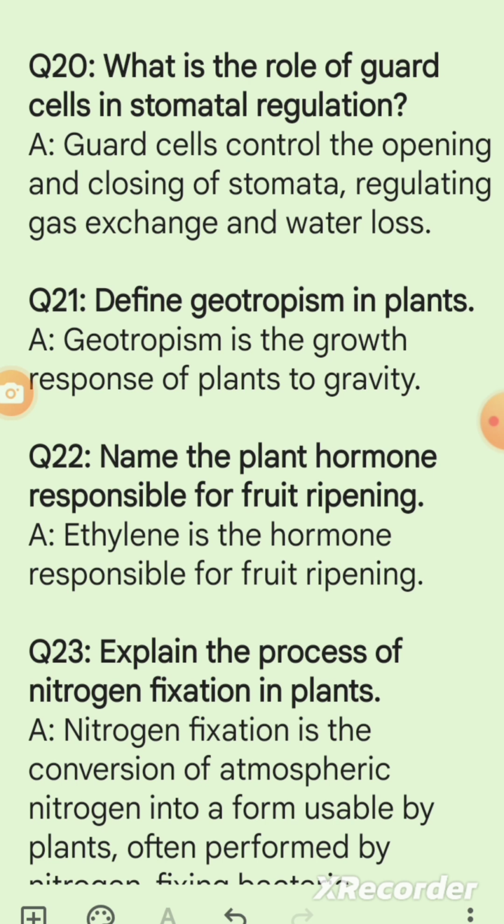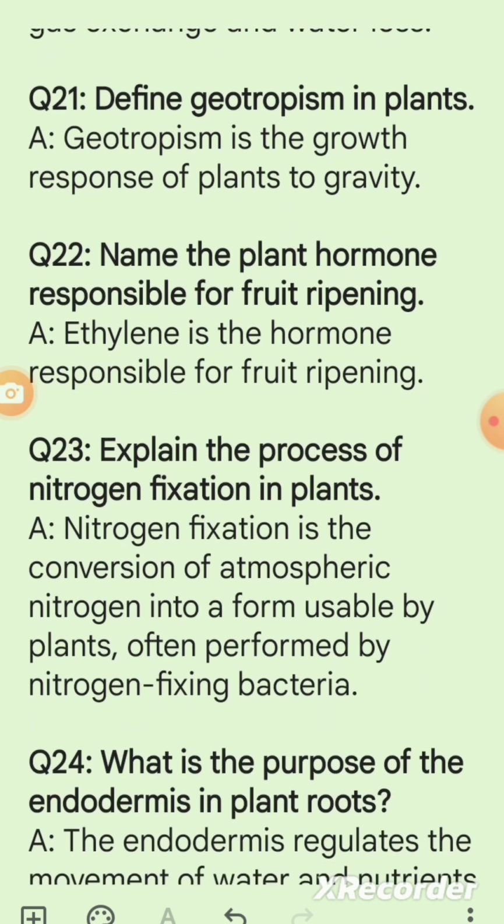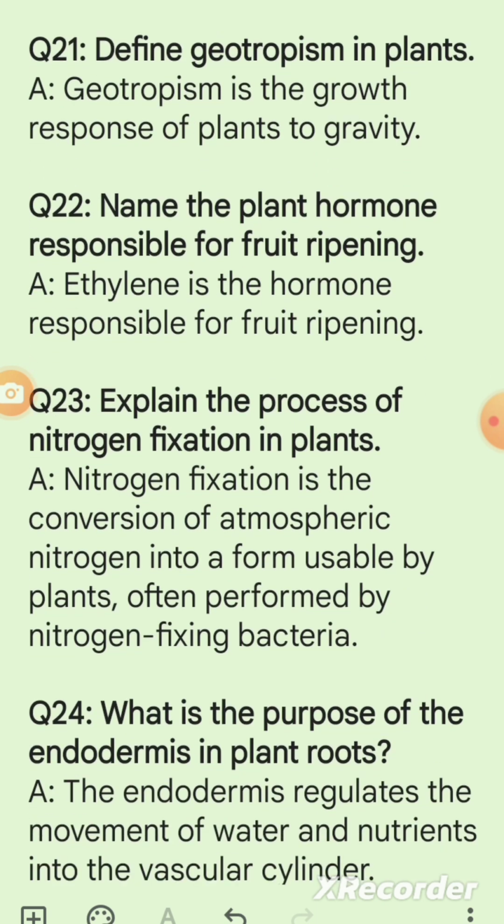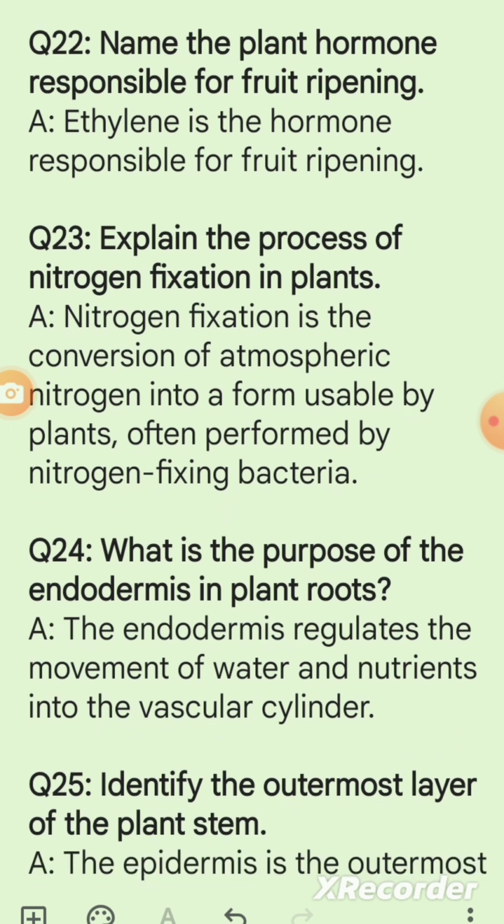Q23. Explain the process of nitrogen fixation in plants. A. Nitrogen fixation is the conversion of atmospheric nitrogen into a form usable by plants, often performed by nitrogen-fixing bacteria. Q24. What is the purpose of the endodermis in plant roots? A. The endodermis regulates the movement of water and nutrients into the vascular cylinder.